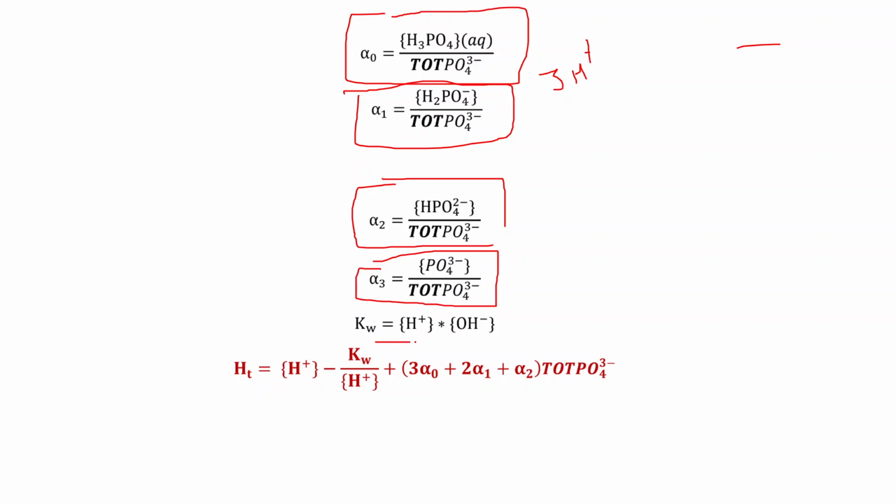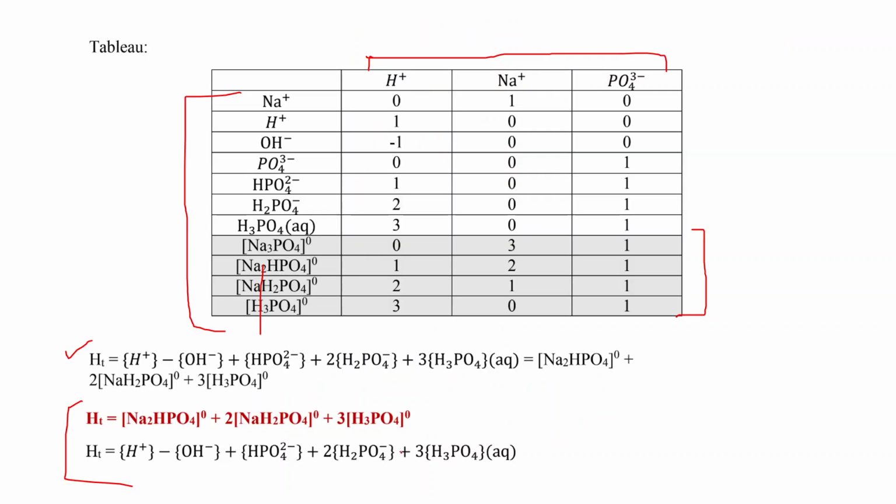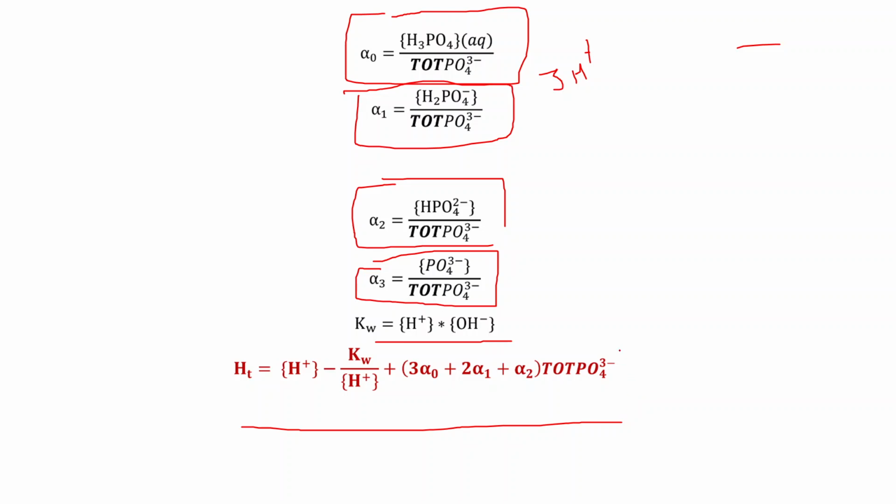So Kw is the activity of H plus multiplied by the activity of OH. So when we put this in this earlier equation, the last one, then we will get this. Have a look, then we'll move forward.